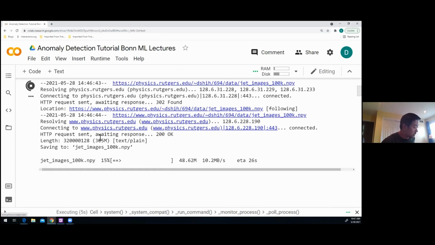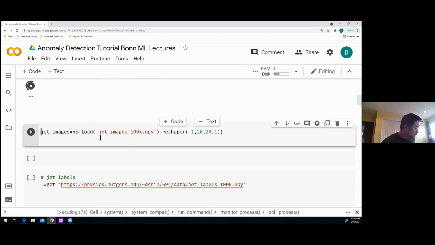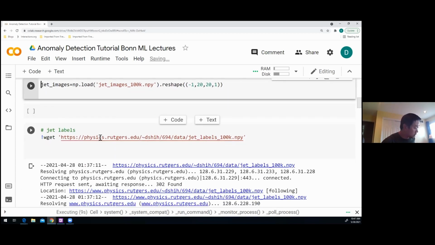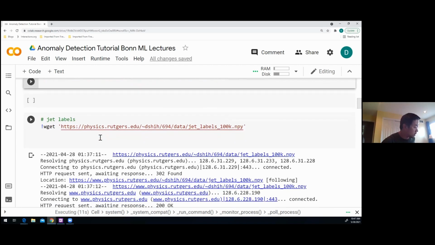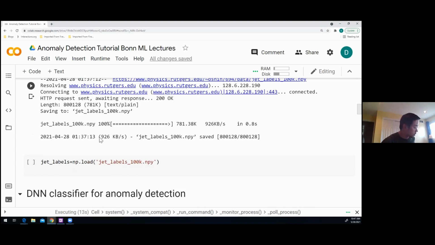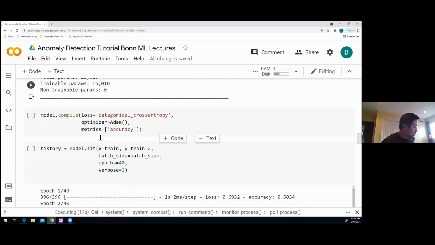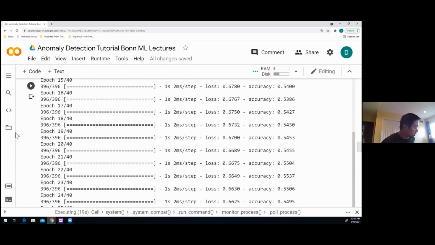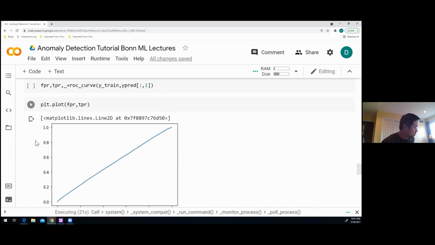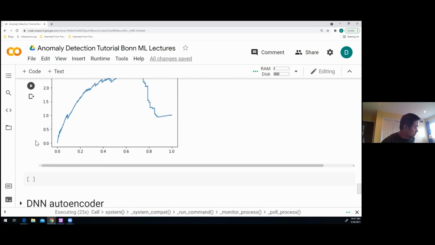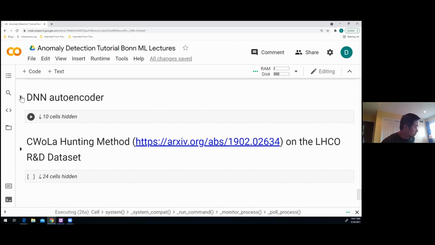Okay, in the interest of time, I'm not going to download all this and train it, but you can do this at home. So we're downloading the jet images. There's another section here that I don't have time to explain. It's a different anomaly detection approach. Okay, here's the autoencoder.